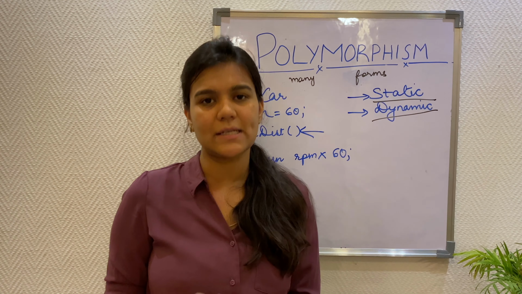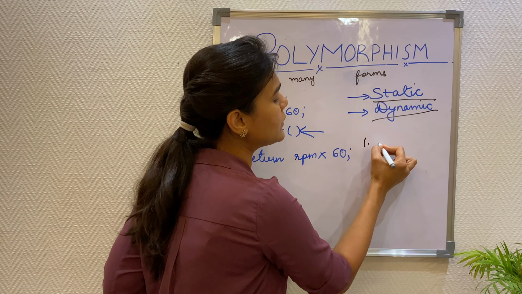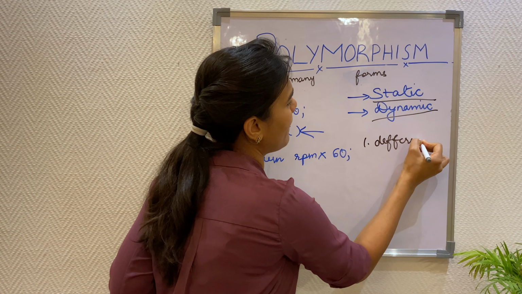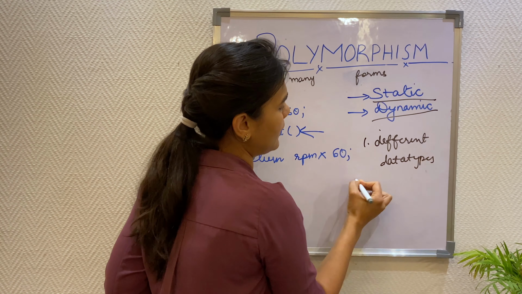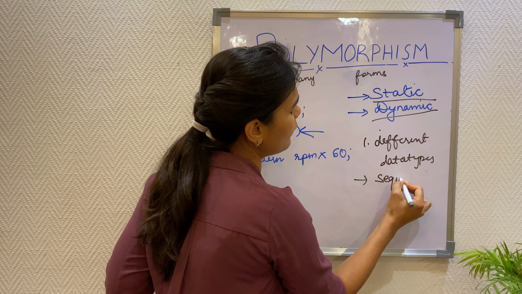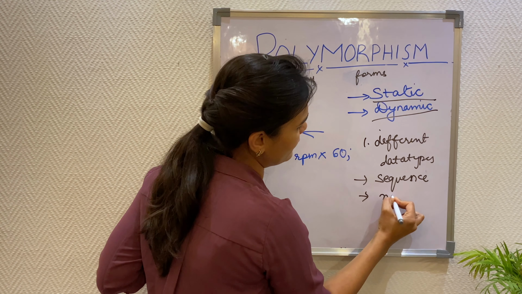The difference in signatures can be achieved in three ways. One, in the data types of the input parameters, two, the sequence of these input parameters, and three, the number of input parameters.